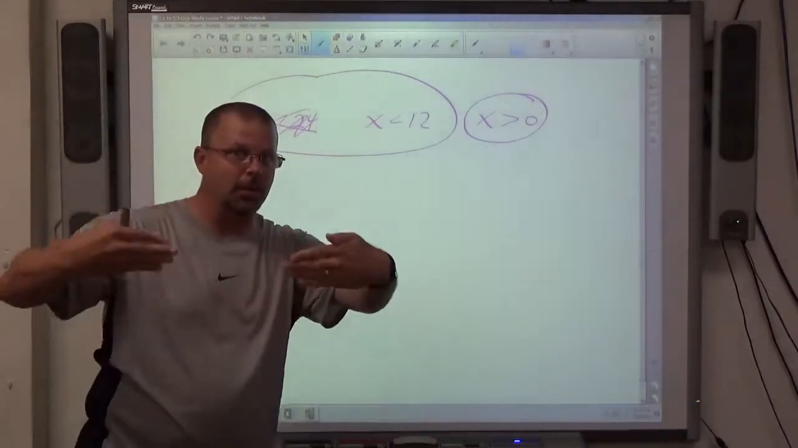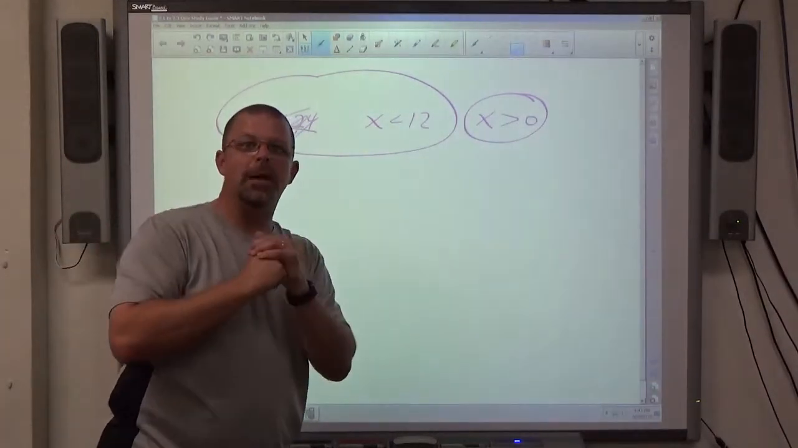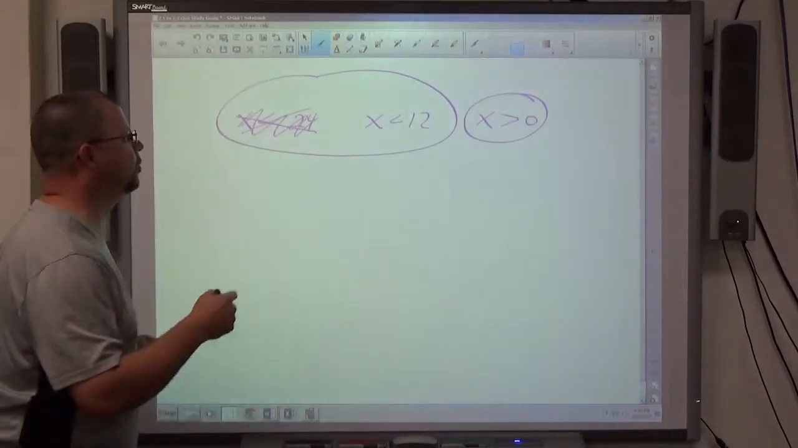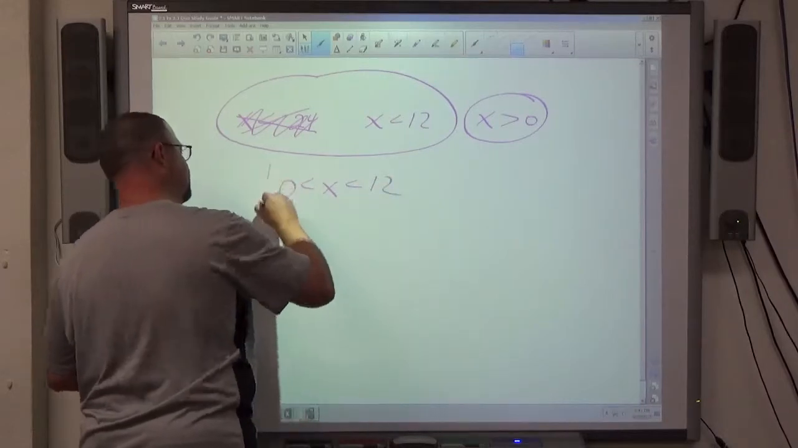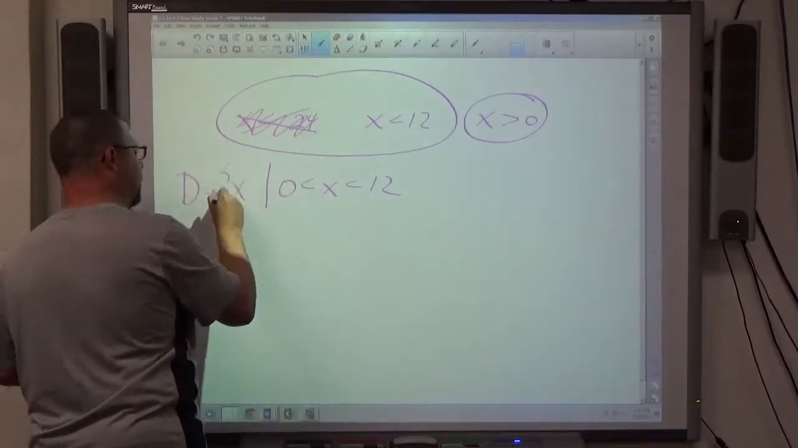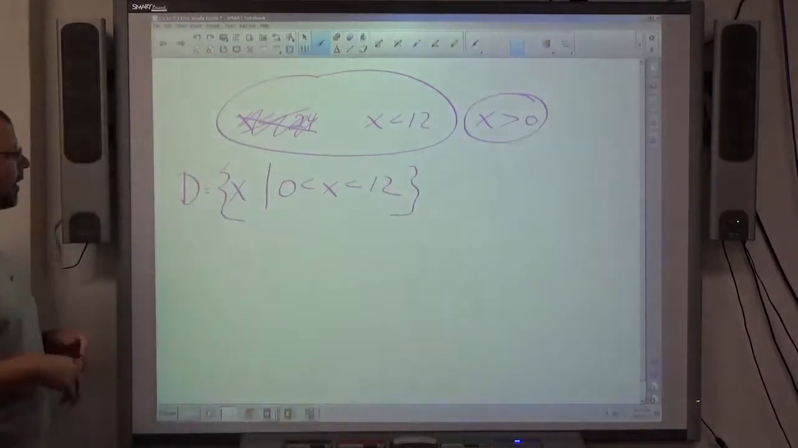Similarly, if you have x is bigger than 2 numbers, x bigger than the biggest number is going to be the one that makes both of them true. So if that were the case, we would go with 0 less than x less than 12. Domain equals the set of all x such that. So we write it out like that.